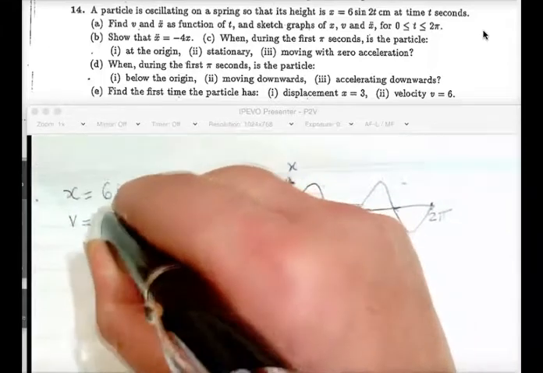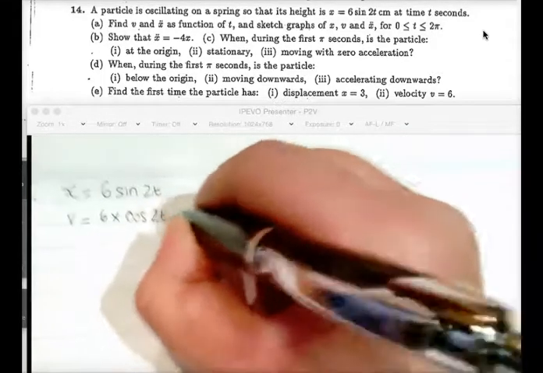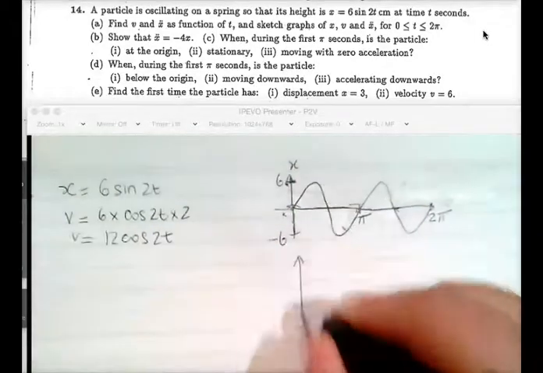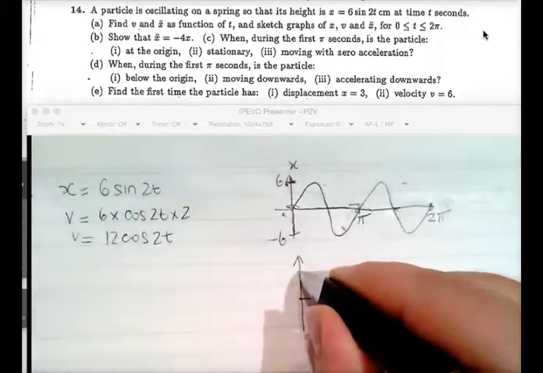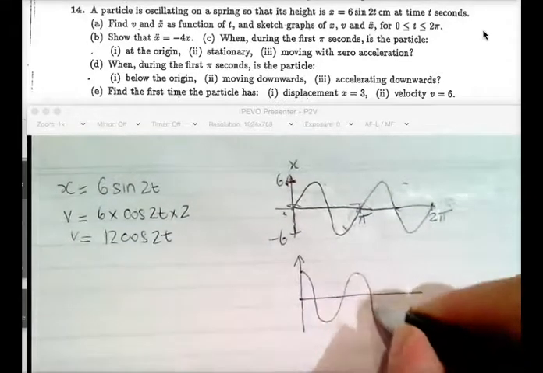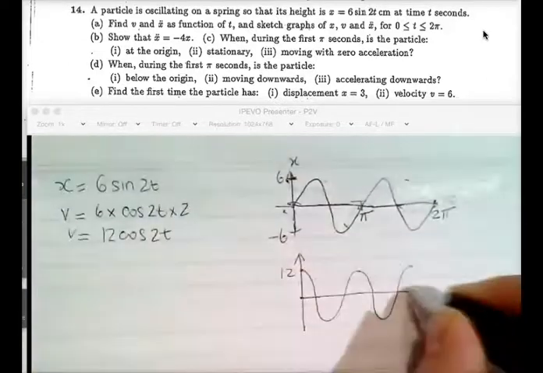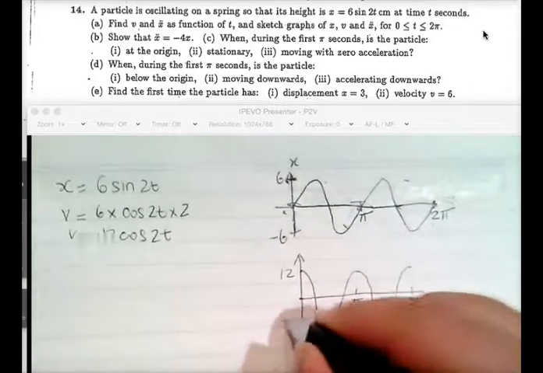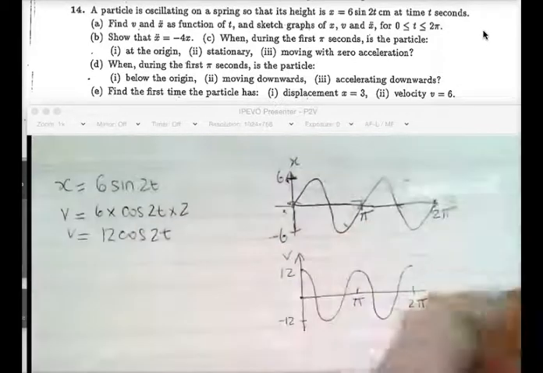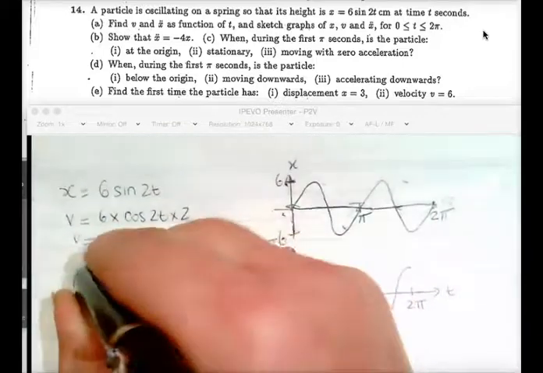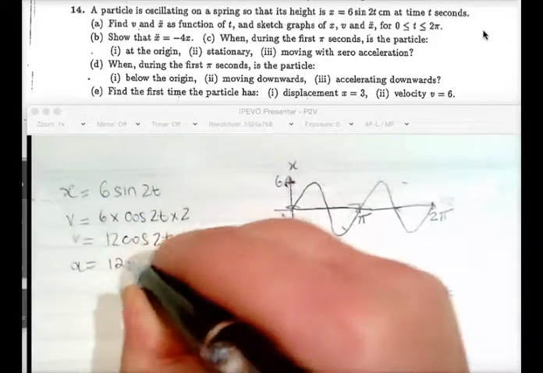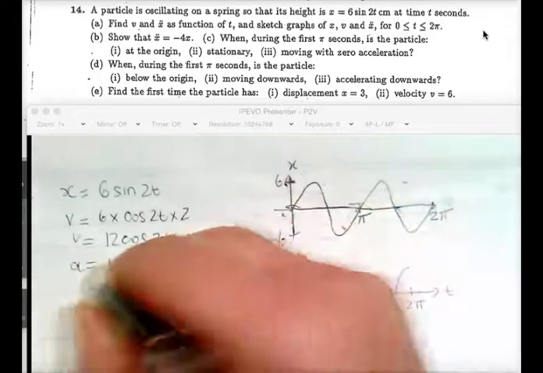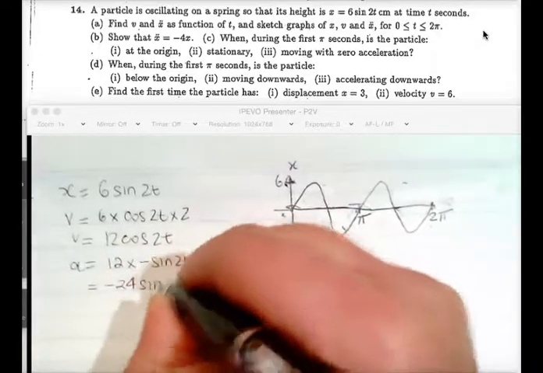Velocity is the derivative of that, which is 6 times cos 2t times 2. So the velocity is 12 cos 2t. So we can draw the velocity curve down here. It's a cos curve. It'll have the same period again of pi, and that would be 2 pi, and that's 12 and -12. This is a velocity curve, and now the acceleration is the derivative of that again, which is 12 times -sine 2t times 2, which is -24 sine 2t.